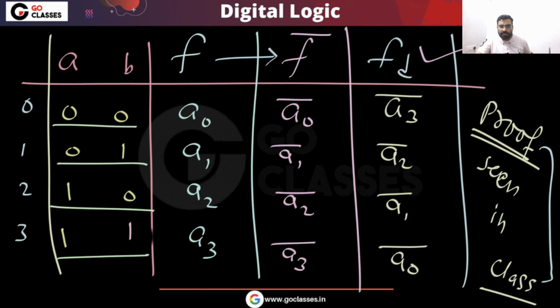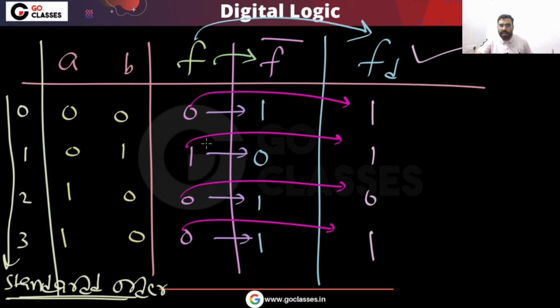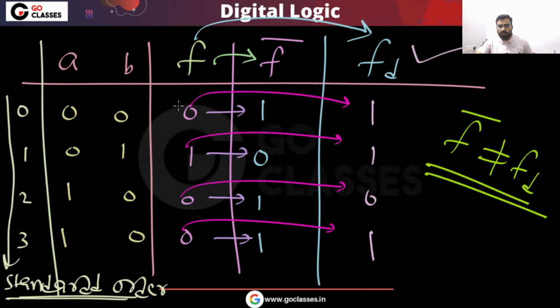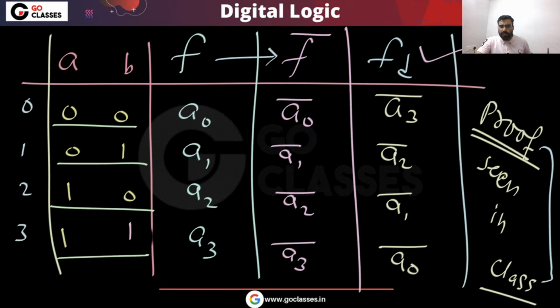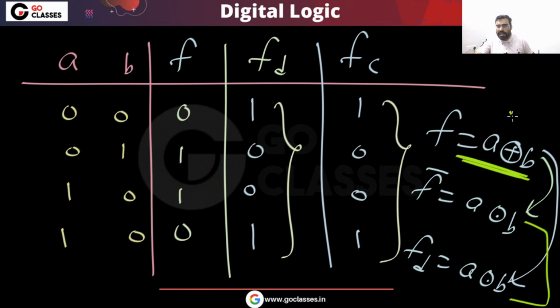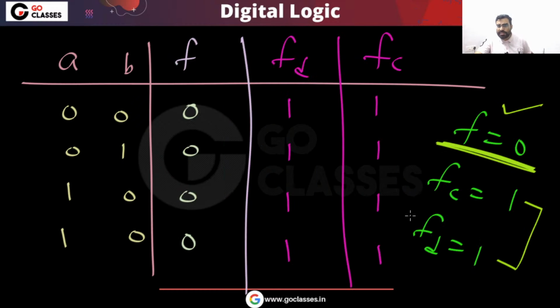But for this function, notice f complement and f dual are not same. Can you notice f complement is not same as f dual for this function? Yes or no? But you can notice for this function a XOR b, f complement and f dual are same.